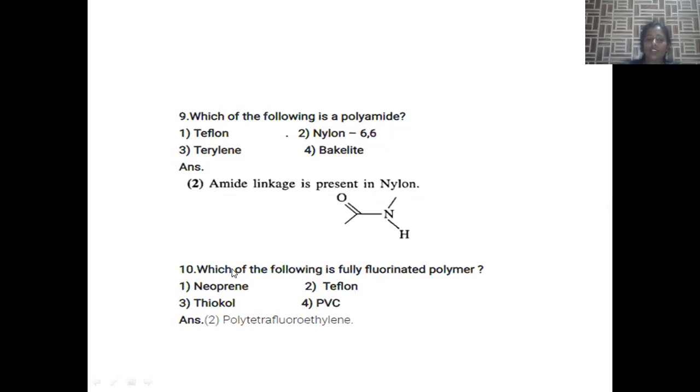Let us move to our next question. Which of the following is a fully fluorinated polymer? Fluorinated polymer is Teflon. Teflon is nothing but tetrafluoroethene. The monomer is tetrafluoroethene, which is involved in n number of repeated combinations, so that polymer formation is possible. A huge molecular weight molecule is generated. Neoprene is a chlorinated compound. Thiokol is a rubber. PVC, polyvinyl chloride, has no fluoro functional groups. Only Teflon is tetrafluoroethene repeatedly combined. We can say Teflon is polytetrafluoroethene. So option number 2 is the correct answer.